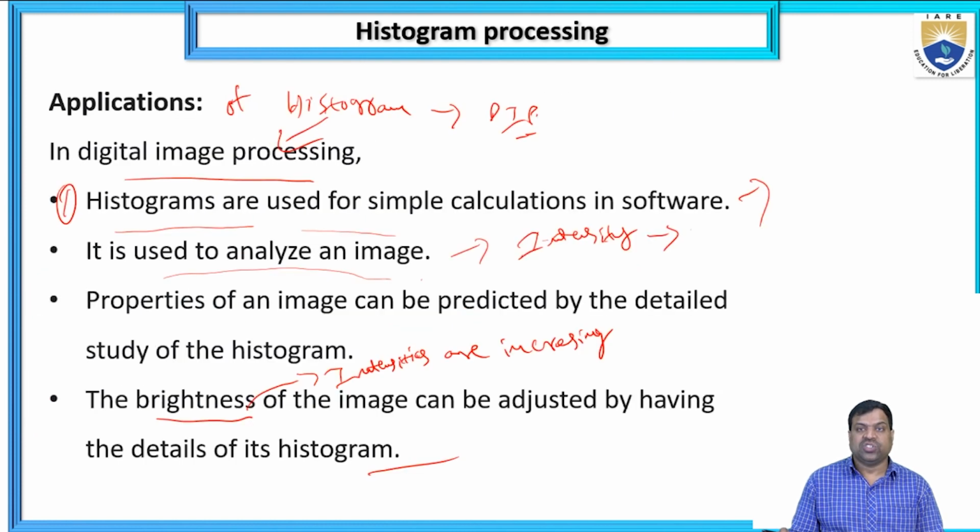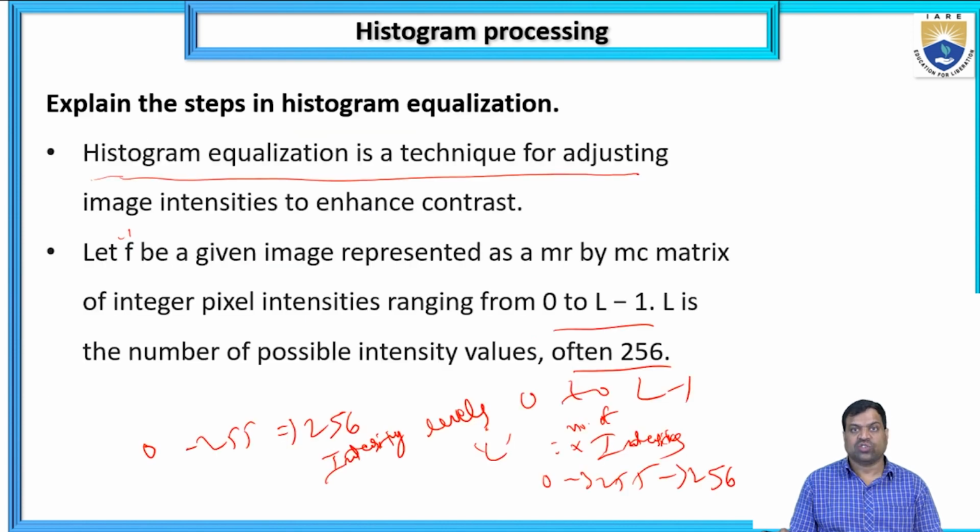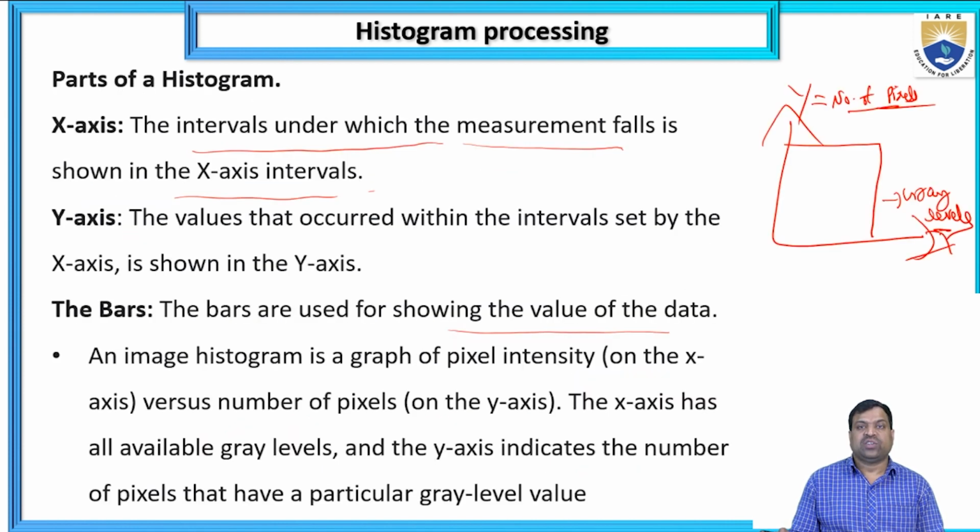So what are the applications? Histograms are used for simple calculation in software and to analyze an image. Properties of an image can be predicted by a detailed study of the histogram, and the brightness of the image can be adjusted using the details of its histogram. Histogram equalization is a technique for adjusting image intensities to enhance contrast, represented with MR and MC of the matrix. The range is 0 to L minus 1, where L is the number of intensities, that is 256. There are two axes, x-axis and y-axis, for a 2D image.